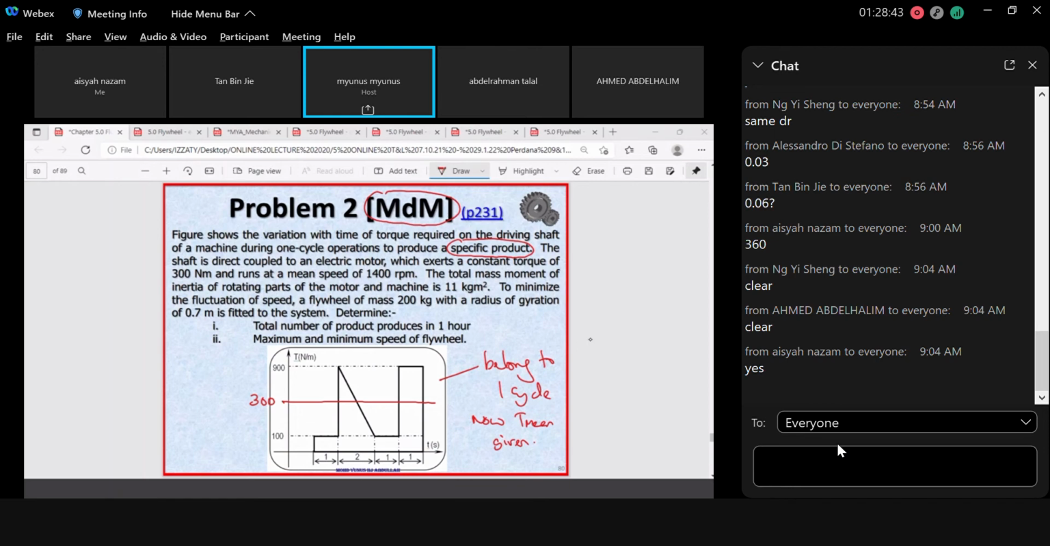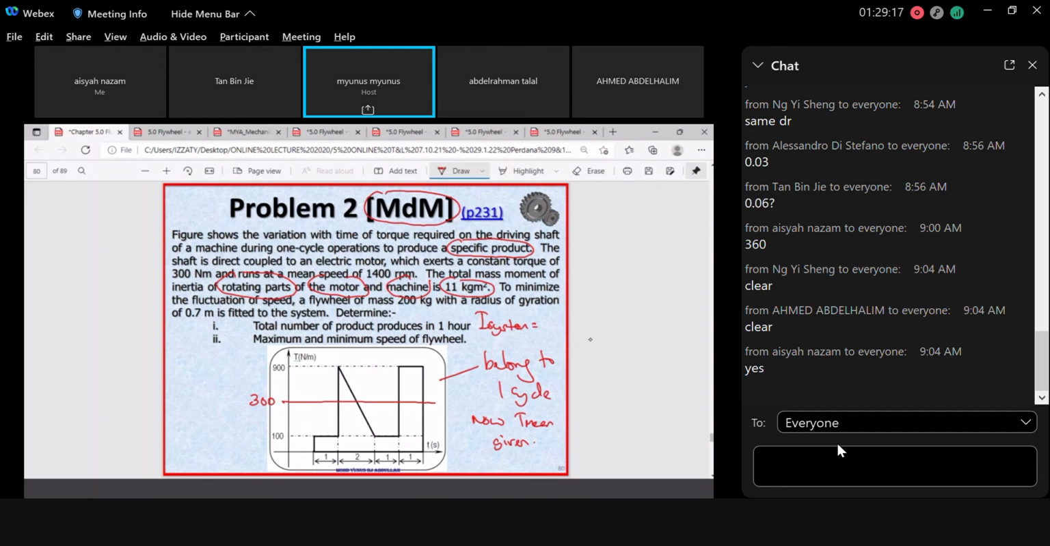Okay, 300 newton meter they provide here. The total mass moment of inertia of rotating part, remember I explained earlier, of motor and machine, we have 11 kilogram meter square. To minimize the fluctuation speed, you add a flywheel. So the motor, you also have a flywheel, so you must have I system. Now we're dealing with I system. So these are all I system.